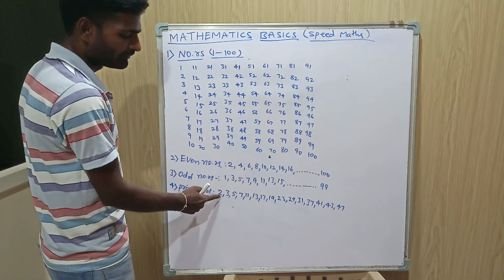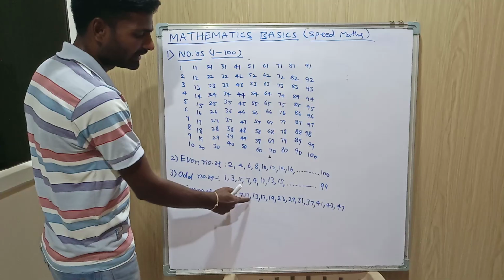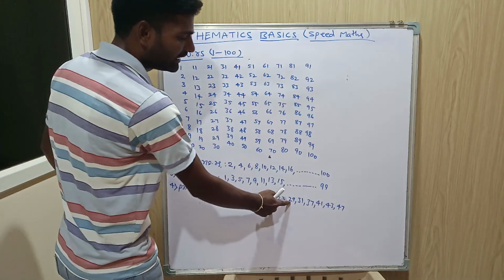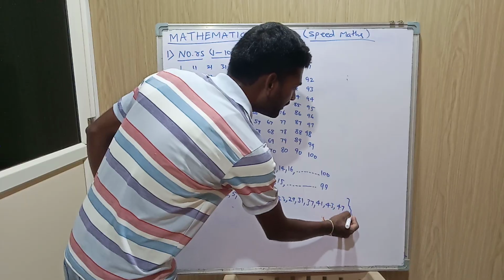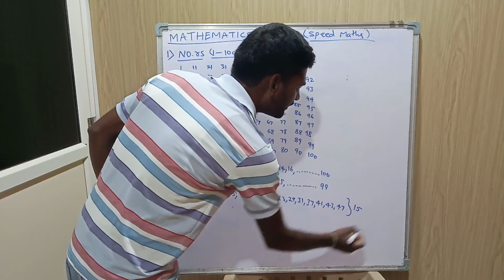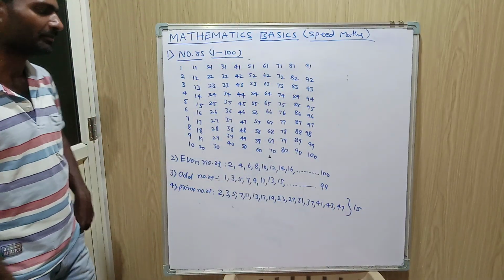Once check. 1, 2, 3, 4, 5, 6, 7, 8, 9, 10, 11, 12, 13, 14, 15. So below 50, there were 15 prime numbers.